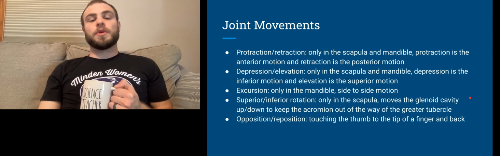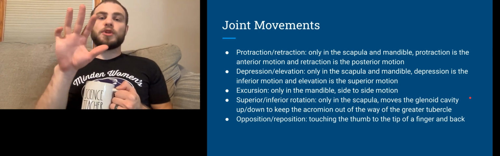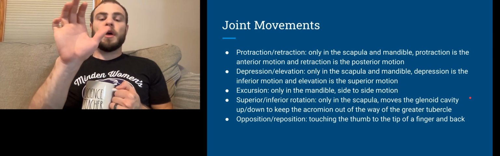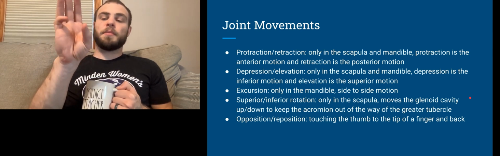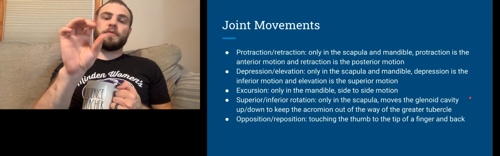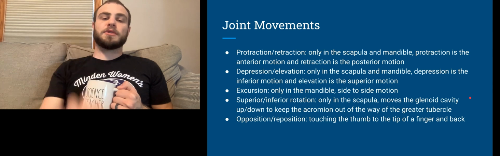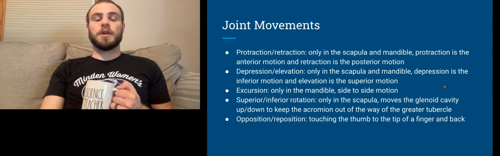And then you have opposition and reposition. So we can say that humans have opposable thumbs. What it means to be opposable, that opposition movement, we can take the tip of the thumb and we can touch it to the tip of a different finger. And so that is opposition. And then moving that thumb back to anatomical position is reposition.